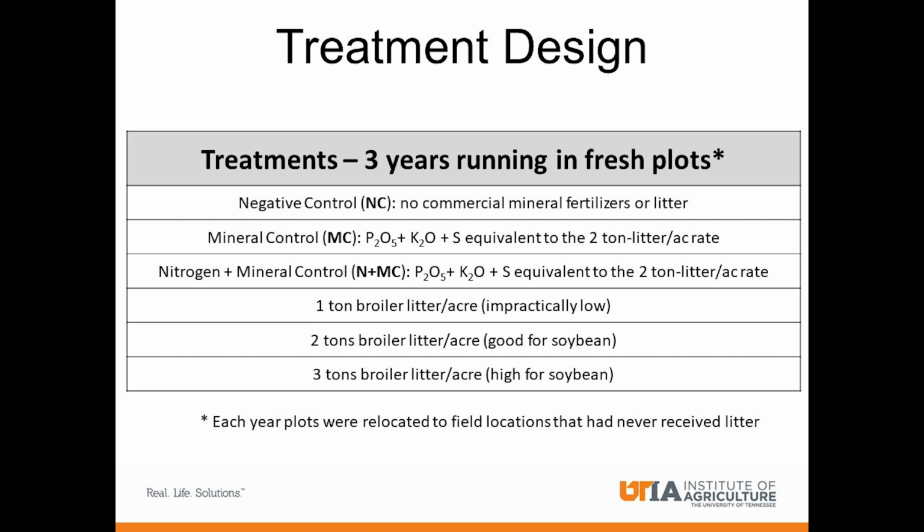And then we had these 3 rates of litter that we used. We didn't use any other fertilizers other than the litter on the soybeans. 1 ton an acre, which in my mind is impractically low. That's just kind of stupid. You can't really put out 1 ton of litter an acre, it's just too low. 2 tons I think is about right. Getting back to your question earlier about what the sweet spot is, I think 2 tons is about right for direct litter application on soybeans, and then we also did 3 tons.